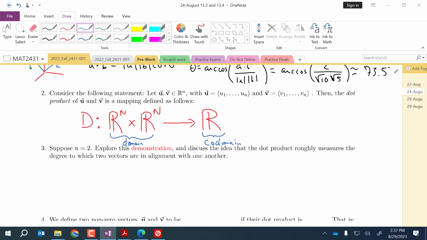Did everyone see that? How does it actually do that? You would do it by taking vector 1 and vector 2 and doing this operation: the sum from i equals 1 to n of u_i v_i.